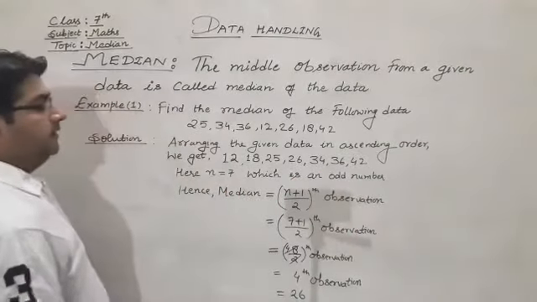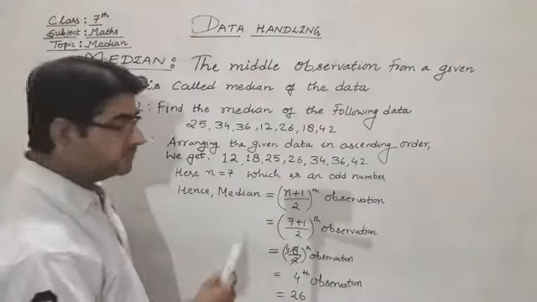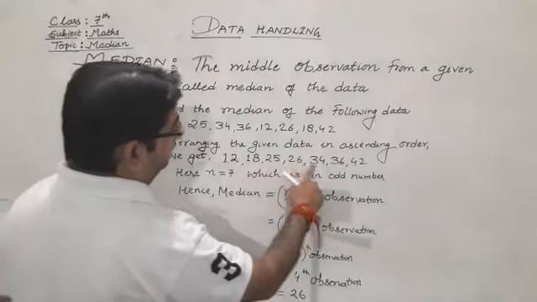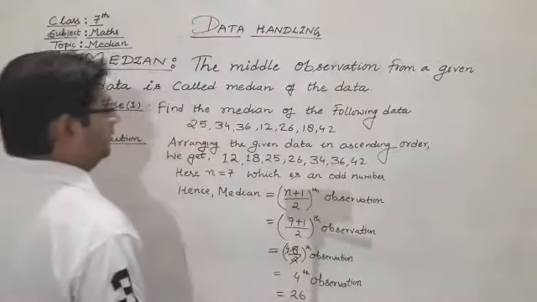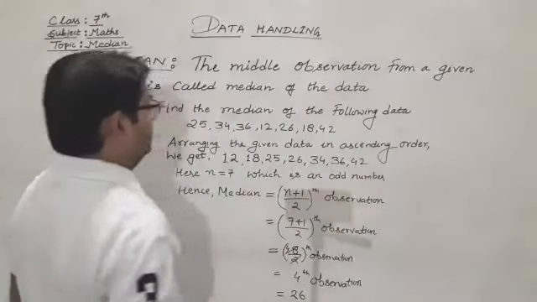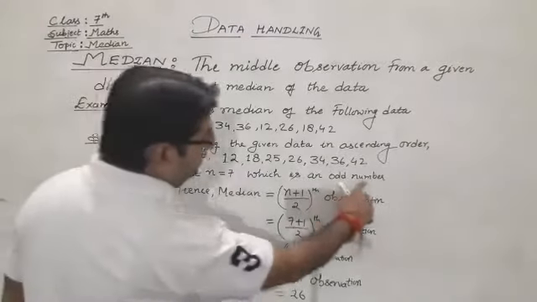Okay. Now, here the data is arranged and we will calculate the number of terms, that is, the number of observations here. 1, 2, 3, 4, 5, 6, 7. Now, here n equal to 7, that is, on counting all the numbers, there are 7 numbers. So, n equal to 7, which is an odd number.